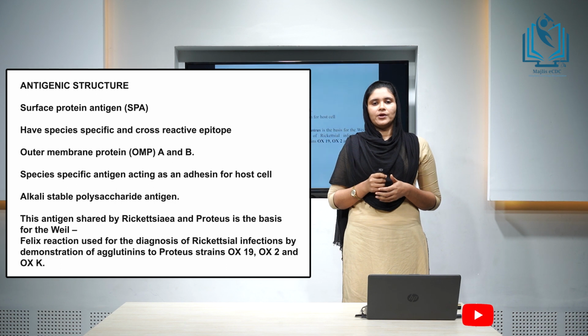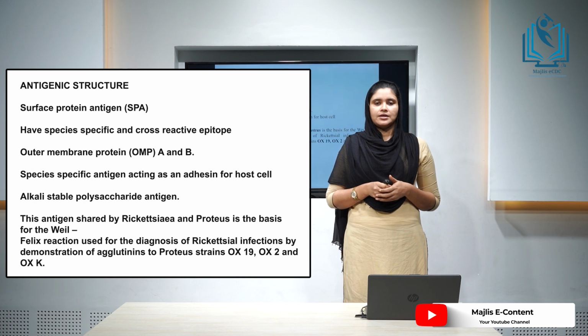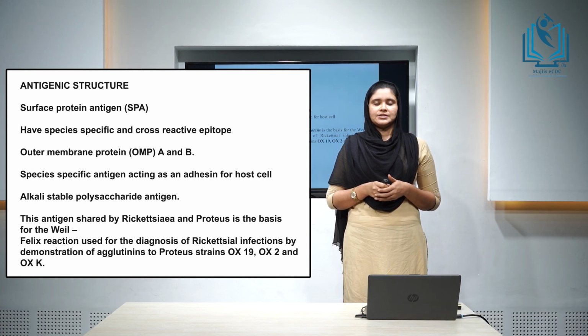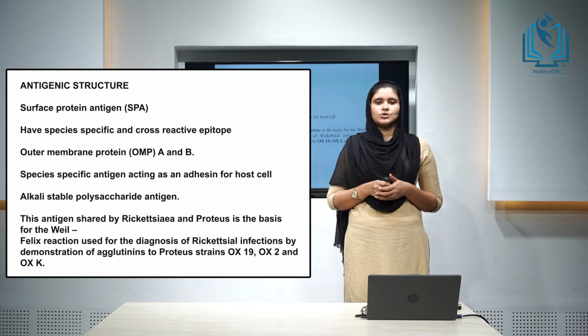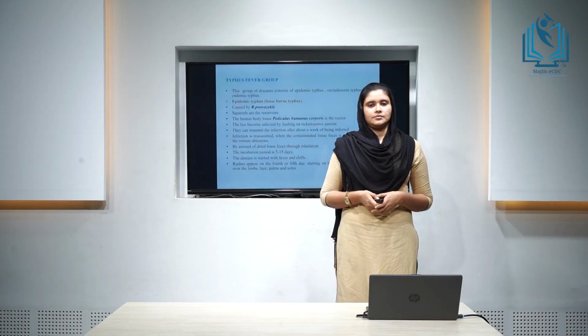The third important antigen of Rickettsial species is alkali stable polysaccharide. This antigen is shared by Rickettsia and Proteus species like Proteus mirabilis and Proteus vulgaris, and the antigens present in Proteus are OX19, OX2 and OXK. These antigens are similar to the polysaccharide antigen present in the Rickettsial species. This is the basic principle of Weil-Felix reaction used to diagnose Rickettsial disease.